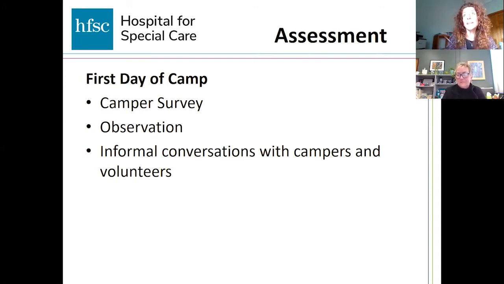We are walking from one area to another area. We are observing the campers. Does this child look fatigued? Does this child need more assistance? Is this wheelchair right for this individual? We are also checking in with our coaches, our volunteers, and of course the campers. We have informal conversations throughout the day, and this is oftentimes when we pick up information.